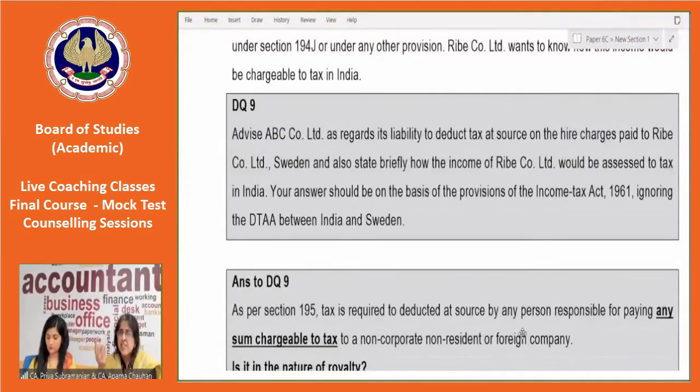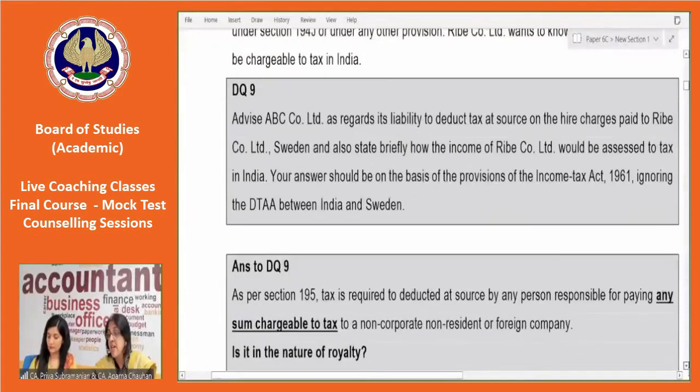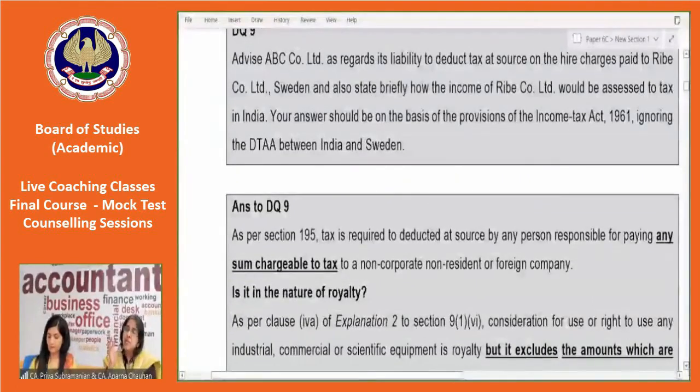So we first have to see whether the payment is chargeable to tax in India. That we have to see. And before I examine whether the payment is chargeable to tax, I must be sure about the nature of the payment. Only then can I see. In case of a non-resident or a foreign company, it would be chargeable to tax in India if it is deemed to accrue or arise in India. It accrues or arises in India if it's received in India. These things. So if I have to see whether something is deemed to accrue or arise in India, I have to know the nature of the payment.